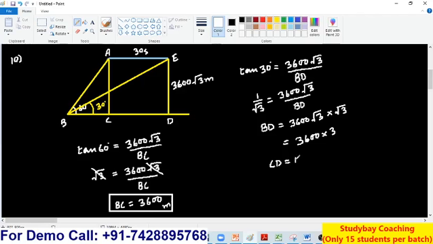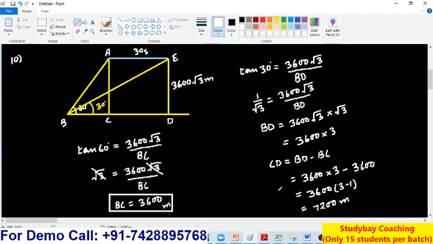Now the distance, that is CD, will be equal to BD minus BC, and so this is 3600 into 3 minus 3600, and this will be equal to 3600 into (3 minus 1), that is 2. And so this is around how much? This is 3600 into 2, that is 7200 meters.